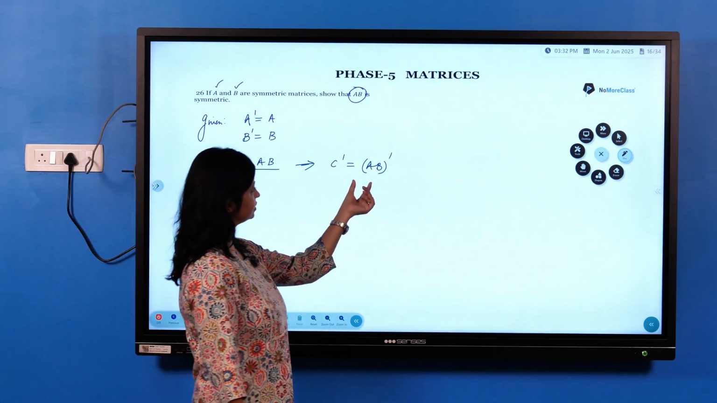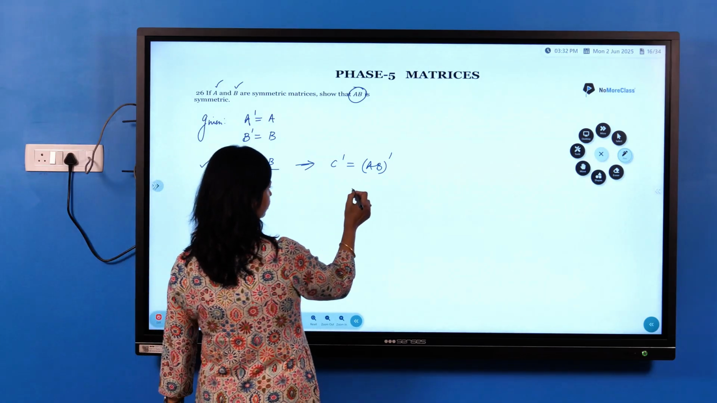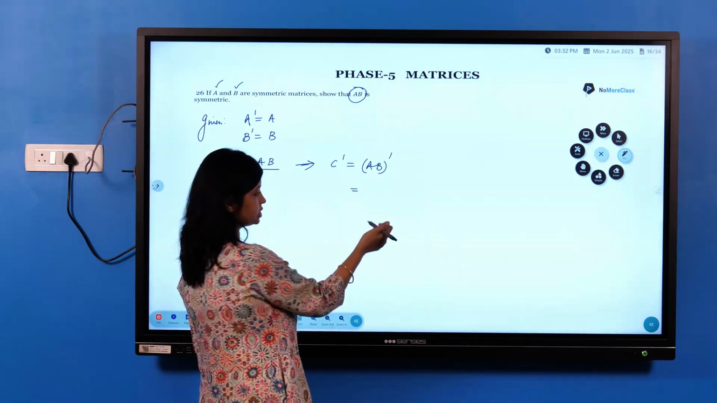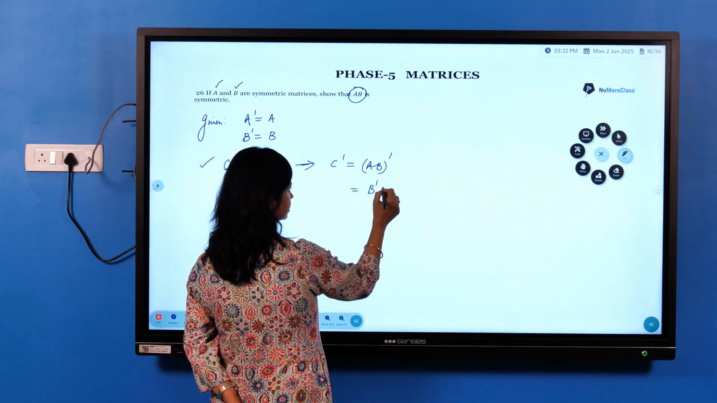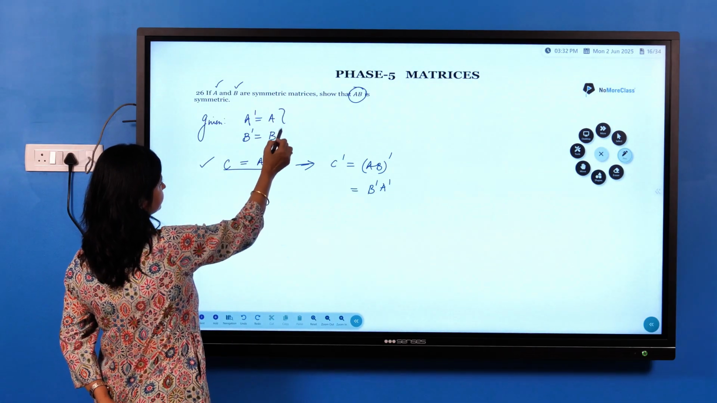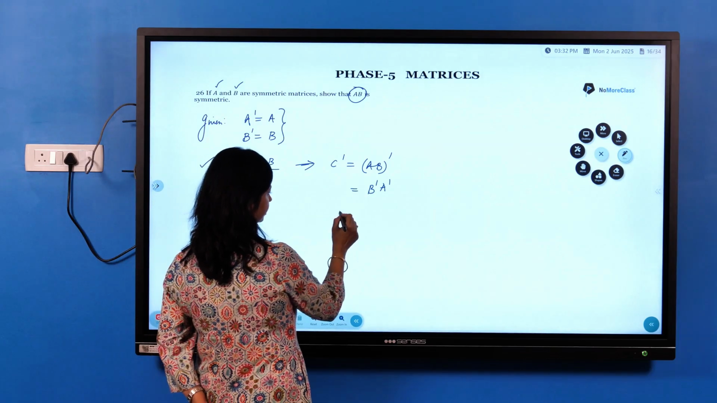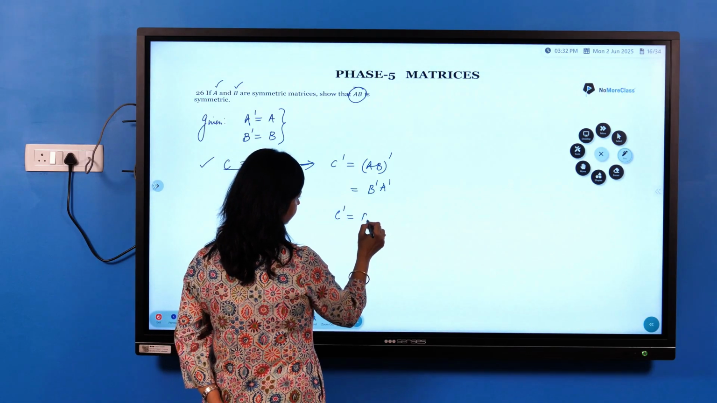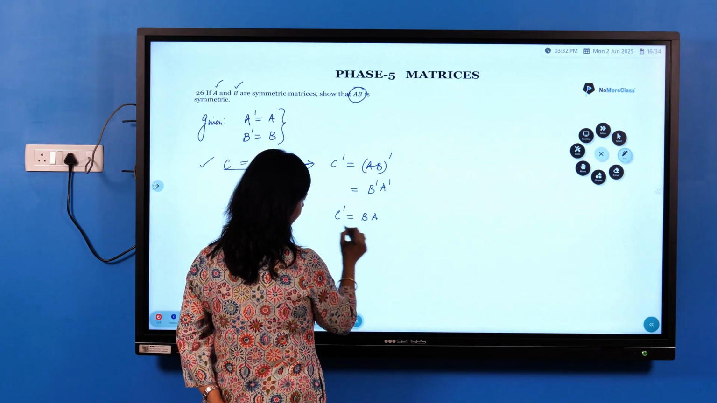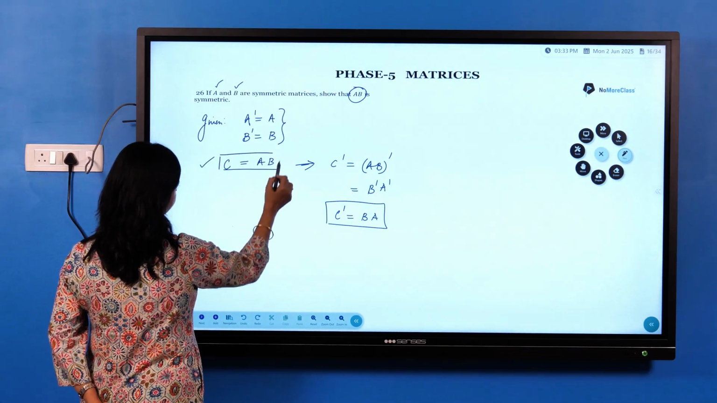Now, if you look at the RHS side, we will just follow the rules. We know that when we take transpose, the order gets reversed. So it is B dash, A dash. Now, from the definition, we know that B dash is B and A dash is A. That means C dash is equal to B into A. And what is C? C is AB.